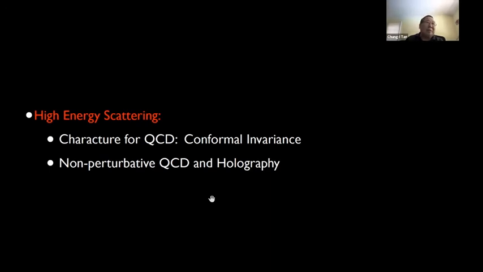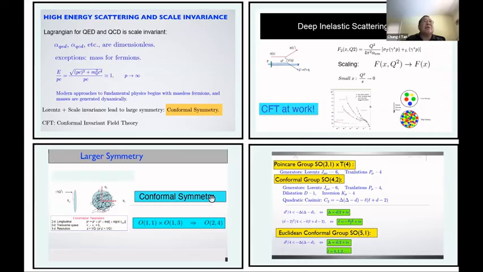So let me first quickly say a few words about how we implement the CFT. The idea here is that, at high energy, everything moves very fast and all the mass effects drop out. So the theory is effectively scale invariant. After all, when you talk about scaling in DIS, it means that certain scales drop out. Everything depends only on ratios. The realization that the amplitude or scattering cross-section depends on fewer variables leads to a larger symmetry, which in this case can be identified with conformal invariance.